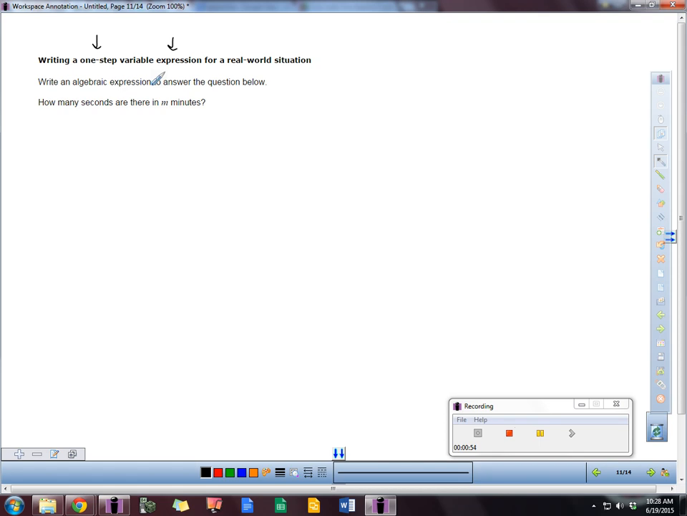For this real-world situation, maybe we need to read the problem a couple of times. That's always helpful in a real-world situation. It says write an algebraic expression to answer the question below. How many seconds are there in m minutes? It says how many seconds, which seems to be an important word in this sentence, and minutes also seems to be an important word.